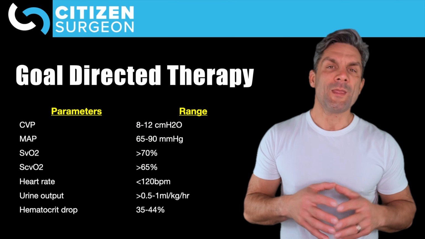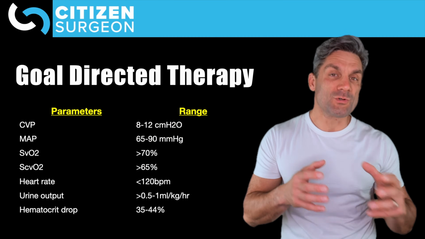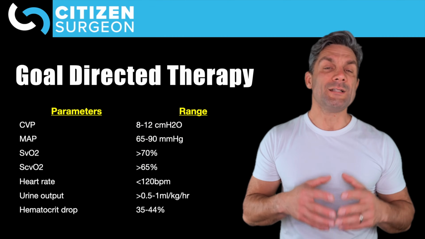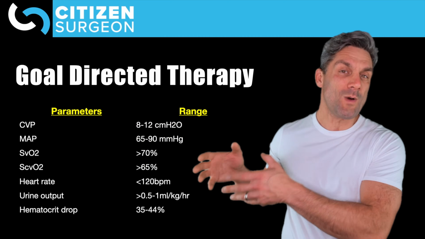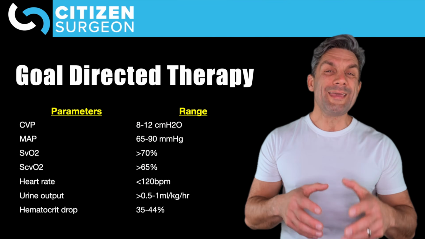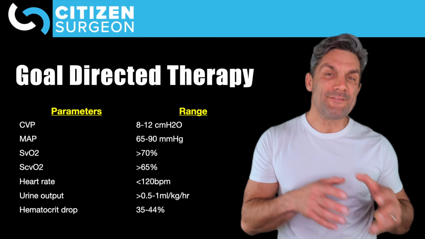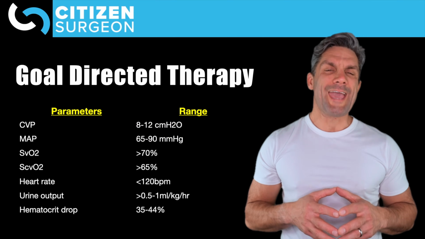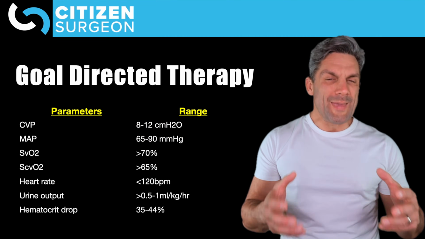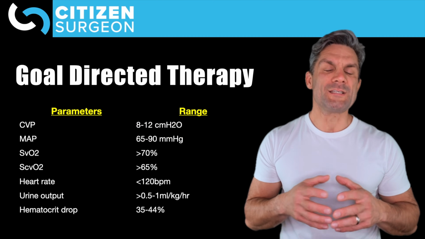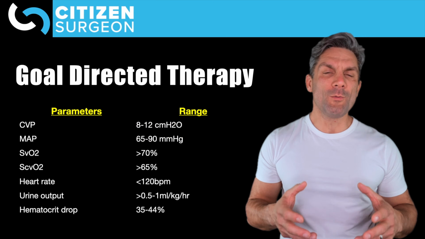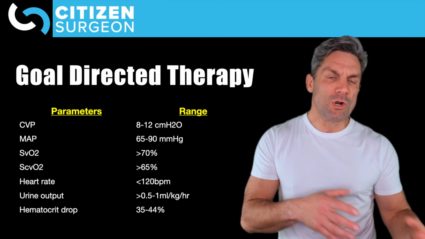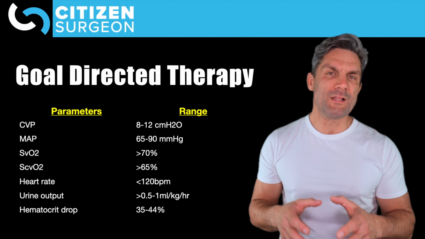So for example, if we're monitoring central venous pressure, we want to resuscitate and continue maintenance fluid until we have a central venous pressure of 8 to 12. We want our goal mean arterial pressure to be 65 to 90 millimeters of mercury. Typically, we're not using Swan-Ganz catheters anymore, and so you may not be measuring our central venous oxygen tension, but we want our heart rate to be less than 120. We want our urine output to be 0.5 to 1 mL per kilo per hour.